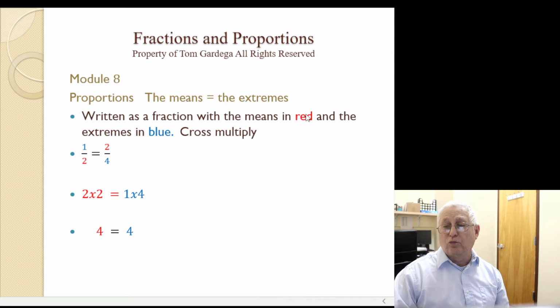Written as a fraction with the means in red and the extremes in blue, we have the means right here, the extremes are there. We're going to be cross multiplying. 2 times 2 equals 4. 1 times 4 equals 4. So again, means equals the extremes. They're proportional. Also, if we evaluate it with 1 divided by 2, we get 0.5. 2 divided by 4, we get 0.5.